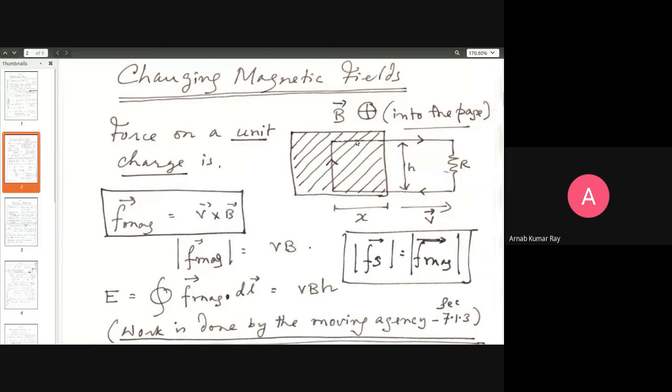As you're looking at the screen, the magnetic field lines are going away from you and entering the plane of the screen normally, perpendicularly. This circle is meant to indicate that.